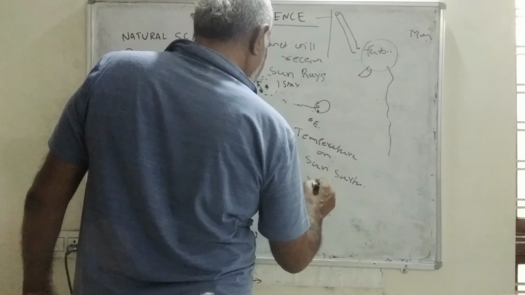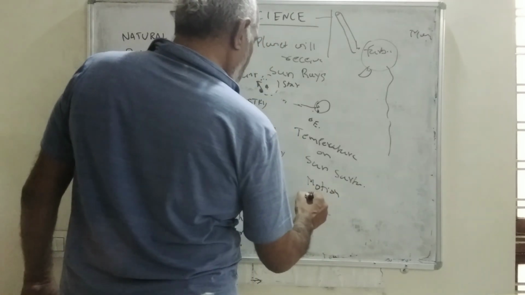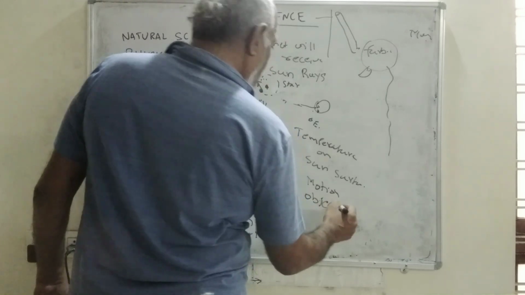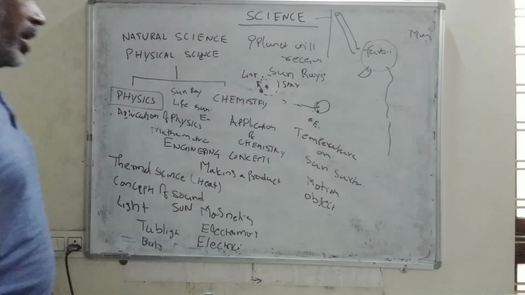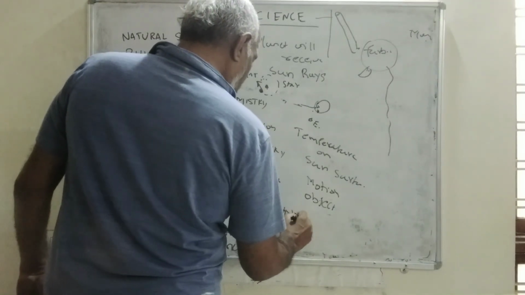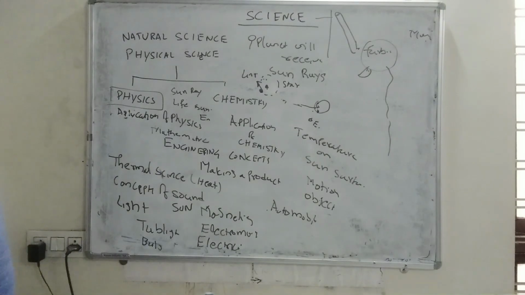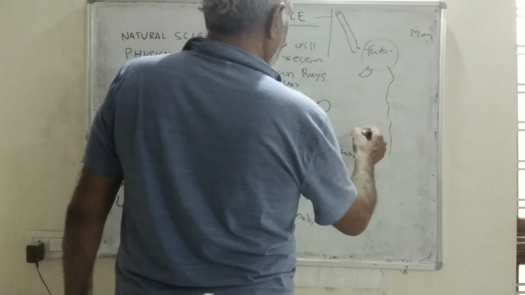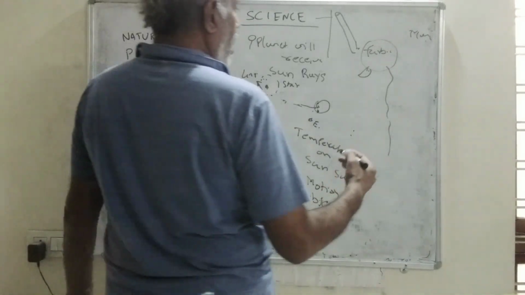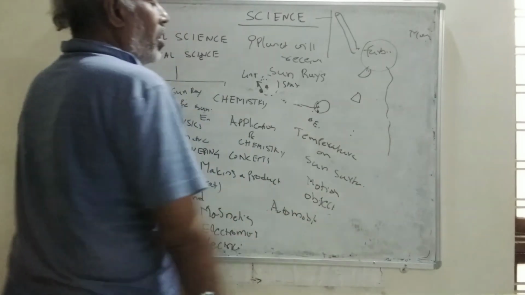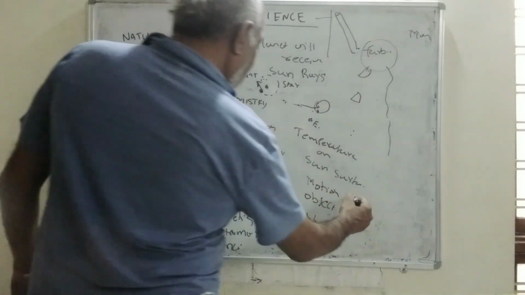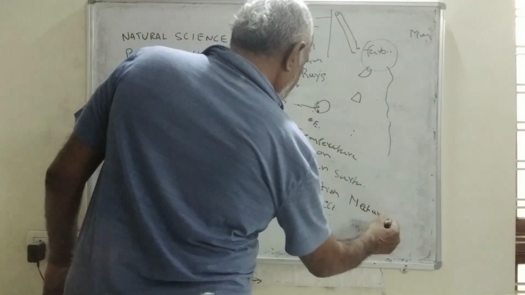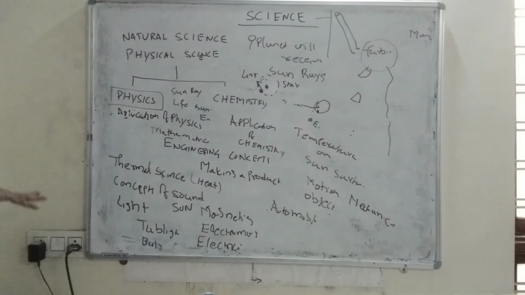And simple mechanics, like motion of objects. How the objects will move, how the moon will move around the earth, how the earth will move around the sun, and how an automobile is moving, at what speed, what acceleration. And similarly, we are sending some satellites to the Earth's orbit. How the satellites are revolving around the earth. So these are all concepts that we'll see in physics, and here mechanics is coming into the picture. These are some concepts related to physics.